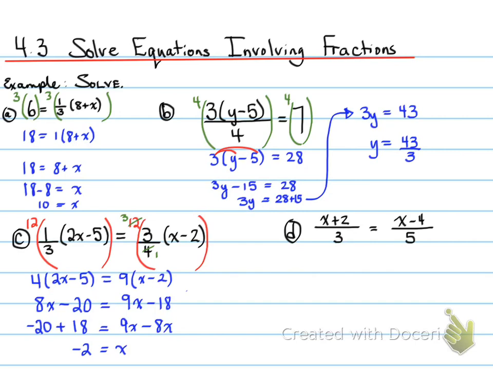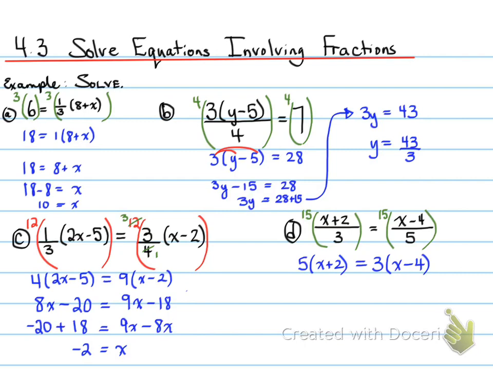Okay, last but not least, part D. What you want to do is again what we did for A, B, and C. That is, find the lowest common denominator. Lowest common denominator here, folks, is 15. So we multiply both sides by 15. 15 divided by 3 is 5. 5 times what? That's the numerator, x plus 2. 15 divided by 5 is going to be 3. 3 times what? That is the numerator, x minus 4.